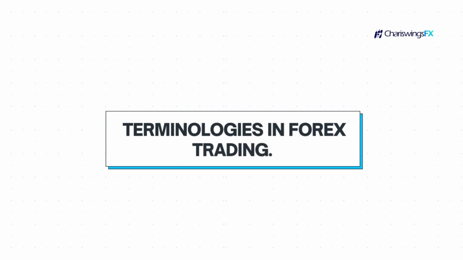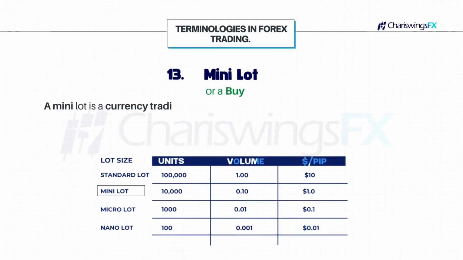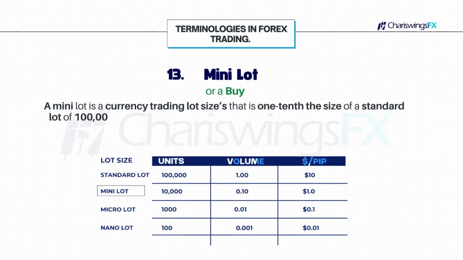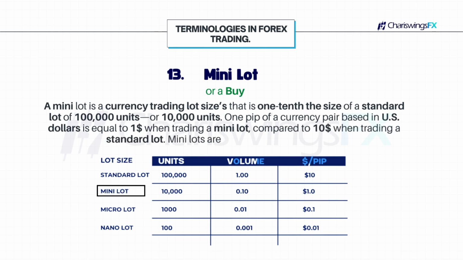Forex terminologies for today. 13. Mini lot. A mini lot is a currency trading lot size that is 1/10 the size of a standard lot of 100,000 units, or 10,000 units. 1 pip of a currency pair based in US dollars is equal to $1 when trading a mini lot, compared to $10 when trading a standard lot. Mini lots are common lot sizes in Forex.